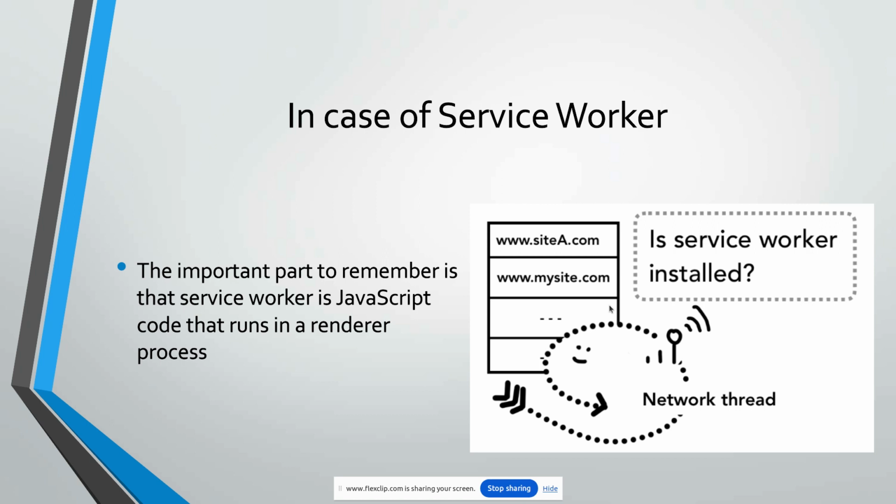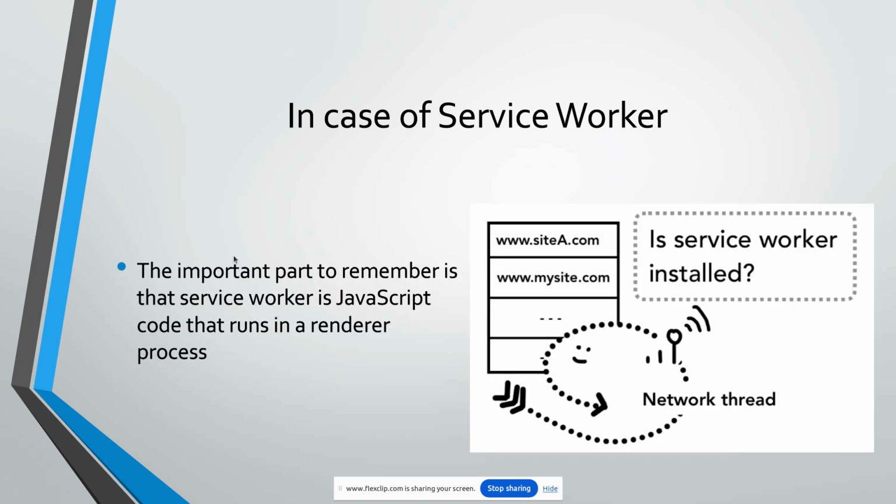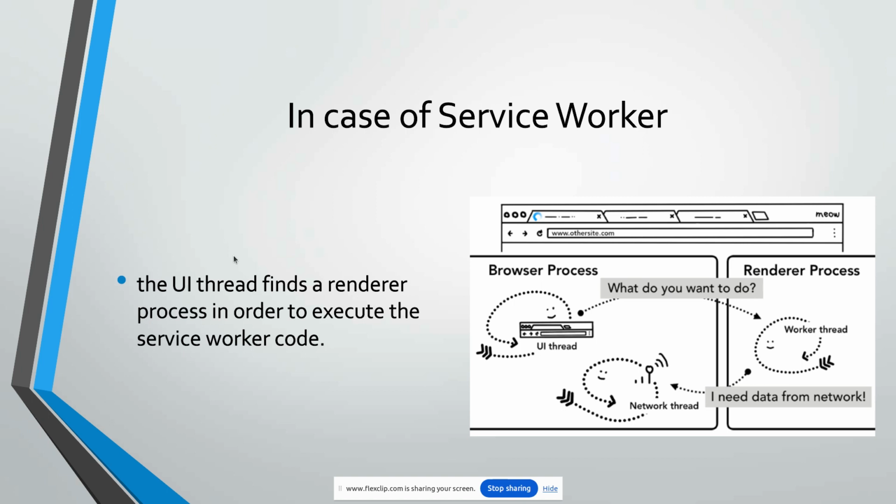The important part is that the service worker is JavaScript code that runs in the render process. The network thread looks at whether the service worker is installed or not, and then finds a render process in order to execute the service worker code. So in the case of a service worker, rather than making a new request, the network thread just looks at the service worker, and the thread finds a render process to execute the service worker's code. The authority is on the UI thread, right, in terms of execution.